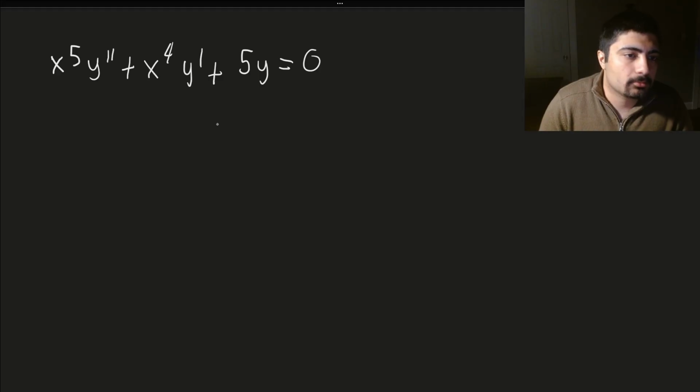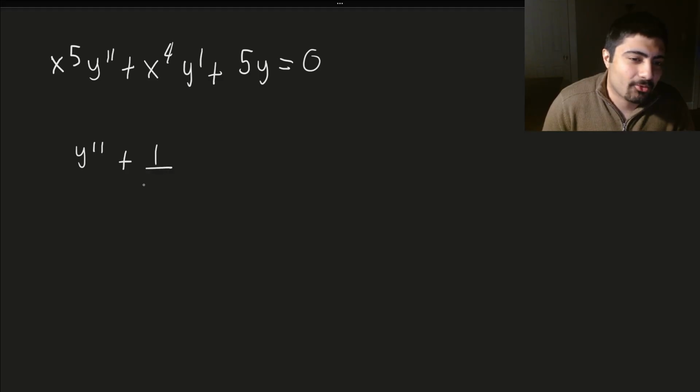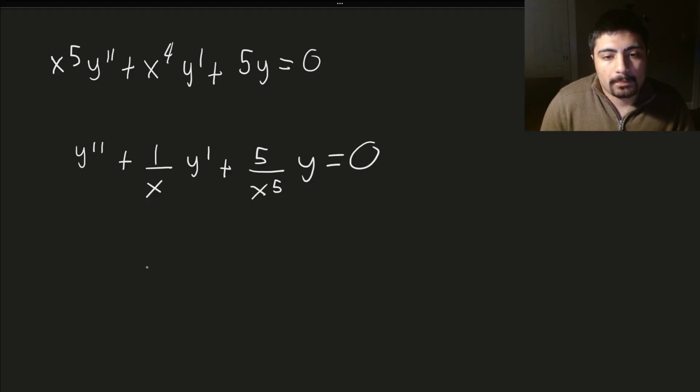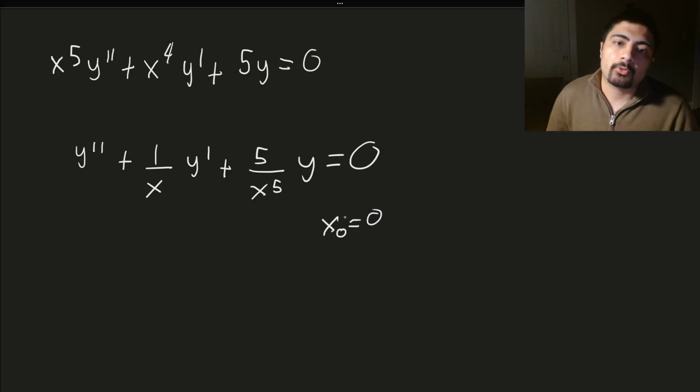Okay, so for this problem, we have a long second-order differential equation. The first thing we're going to do is quite obvious. We want to get the standard form. That's what we've been doing this entire course. So we will have 1 over x y prime plus 5 over x to the 5th y equals 0. Now we should be able to see that x0 equals 0 is automatically a singular point based on the last examples. Well, is this a regular or irregular singular point? That's the question we have.